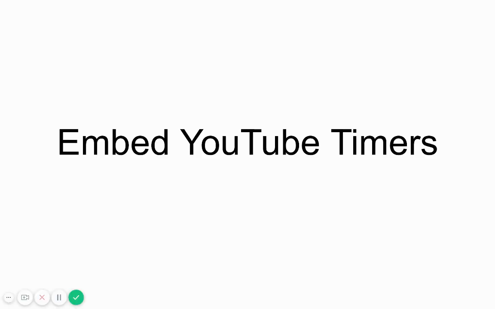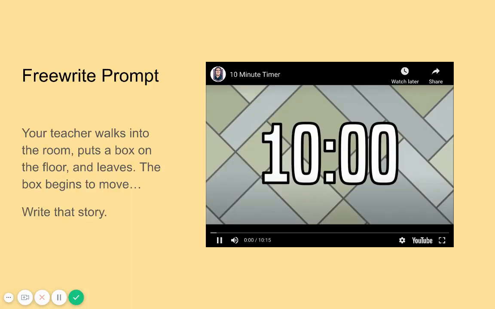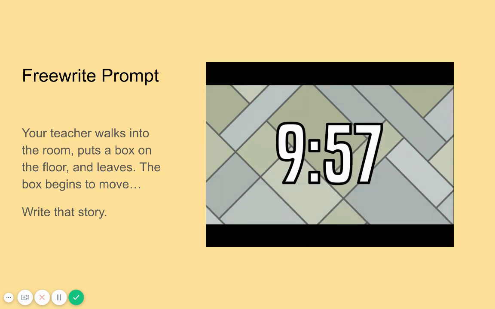Now, as an extension to this third type of timer, if you have a PowerPoint presentation that you want to be able to time, or a Google Slide presentation that you want to be able to time, you can actually embed those YouTube timer videos into your PowerPoint presentations. This means that you can automatically start timing, have, for example, a writing prompt on the screen at the same time that you have a timer. This is what that looks like. You can see the timer. You can also see the task.